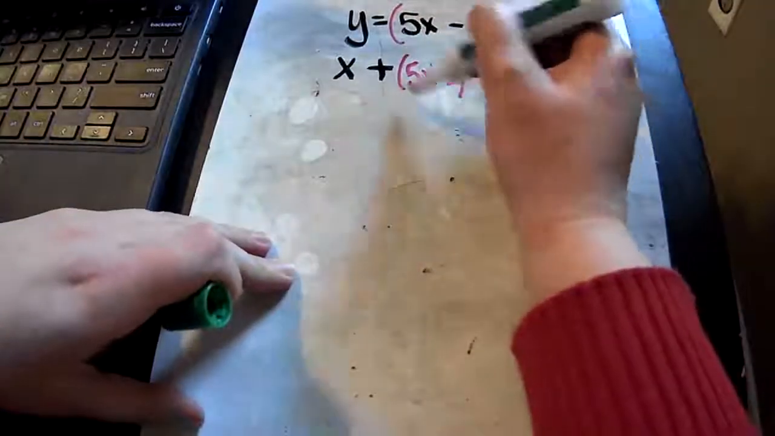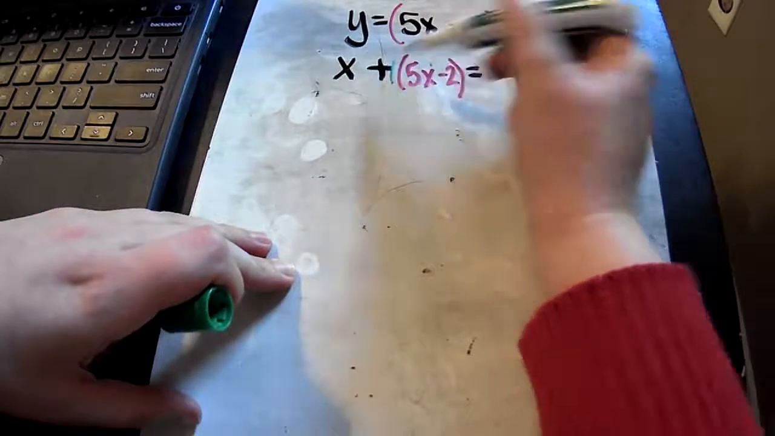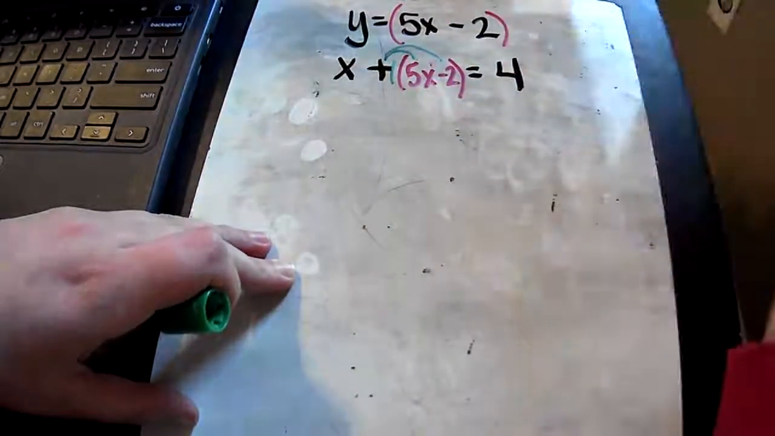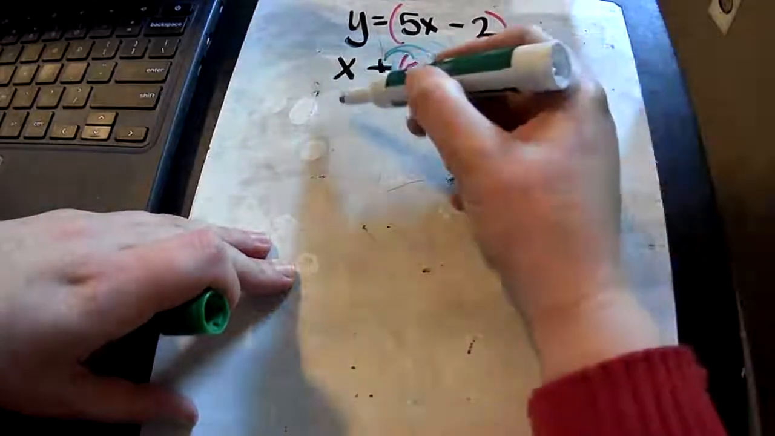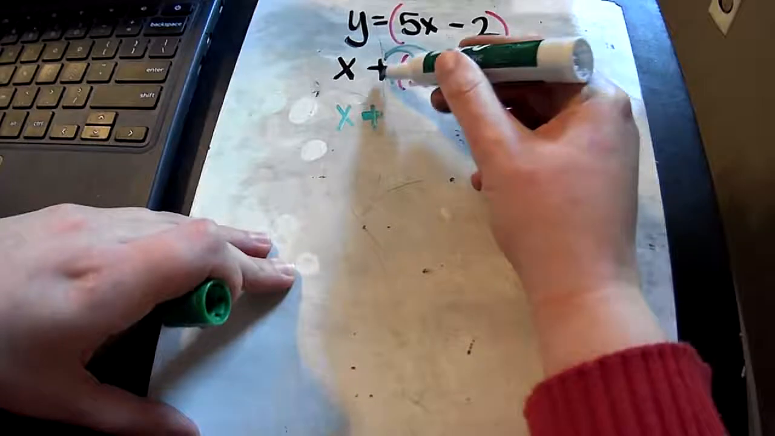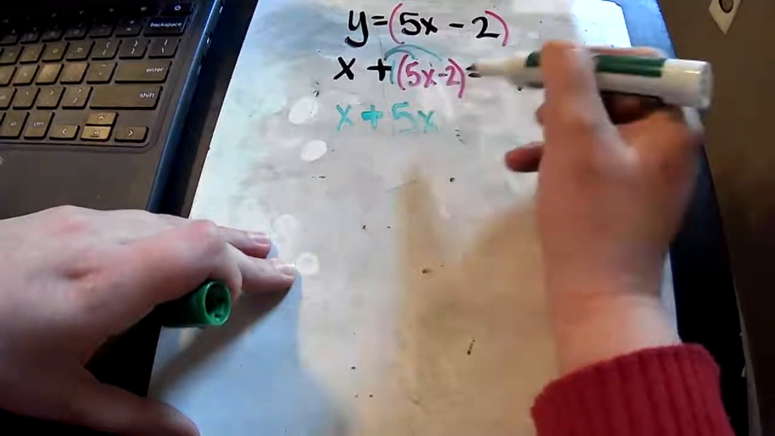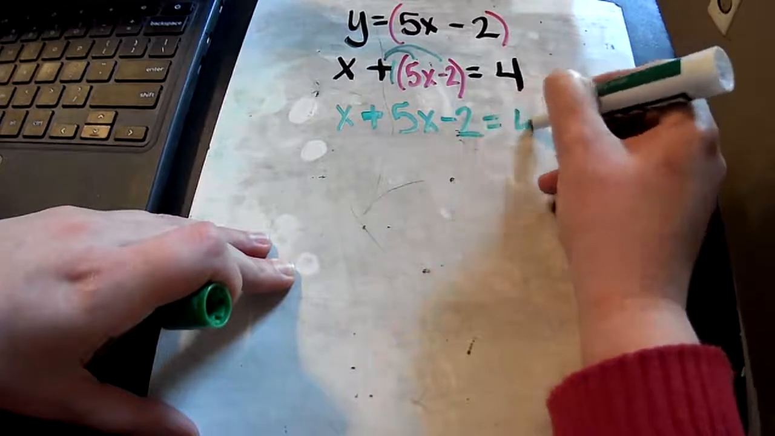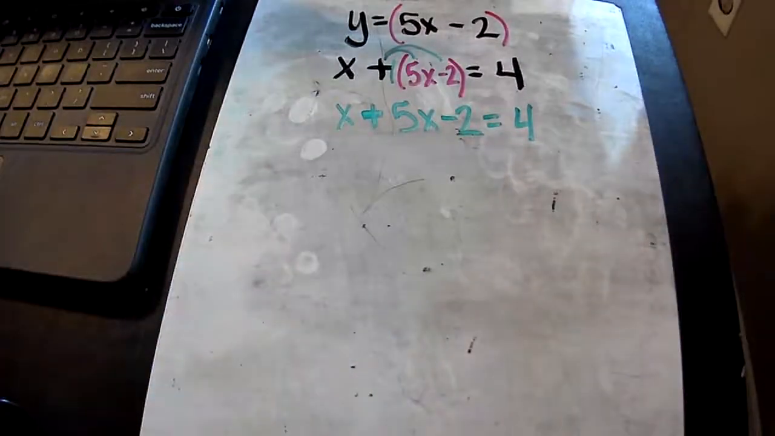So remember, we're going to treat those parentheses like it's distribution. We're going to pretend there's a little invisible positive 1 here, and we'll just distribute the positive 1 through the parentheses. So I still have my x over here, right? And then I have plus, well, 1 times 5x is 5x. 1 times negative 2 is negative 2, and all of that still equals 4. Okay, so we've taken care of our parentheses, right? We've taken care of the distribution part.